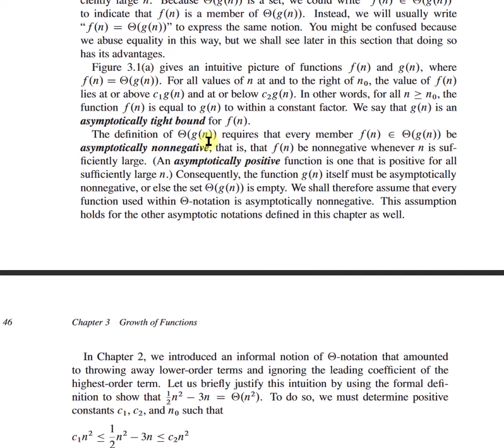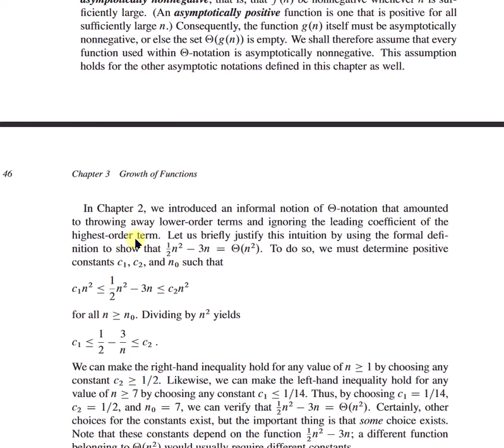The definition of theta of g of n requires that every member f of n belonging to theta of g of n be asymptotically non-negative, that is, f of n be non-negative whenever n is sufficiently large. An asymptotically positive function is one that is positive for all sufficiently large n, and consequently the function g of n itself must be asymptotically non-negative, or else the set theta of g of n is empty. We shall therefore assume that every function used within theta notation is asymptotically non-negative. This assumption holds for the other asymptotic notations defined in this chapter as well.